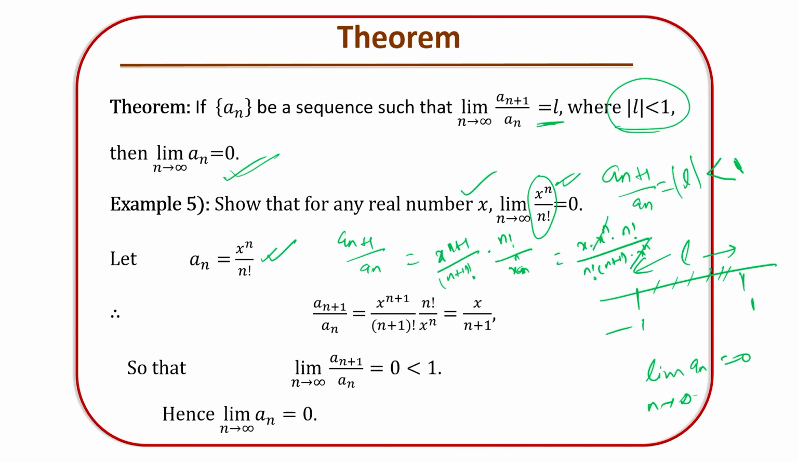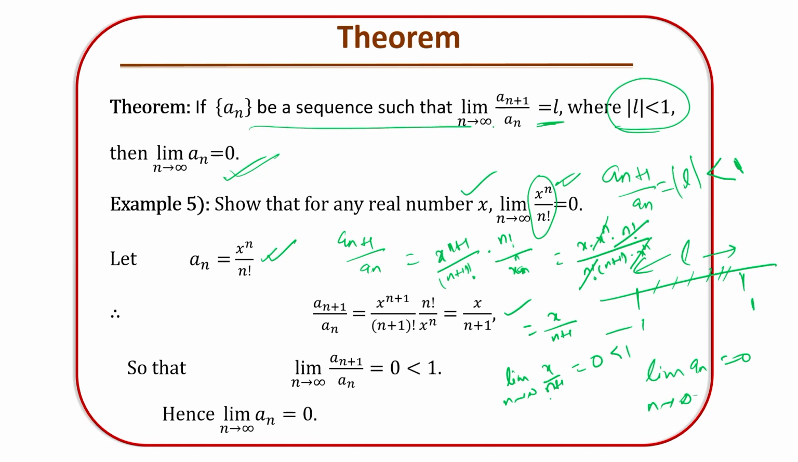x power n, x power n cancel out, factorial n cancel out, so this will give you x divided by n plus 1 here, right. And taking this limit, so taking this limit n tends to infinity, x divided by n plus 1, as n tends to infinity will give you 0, and this means this is less than 1, this is less than 1.